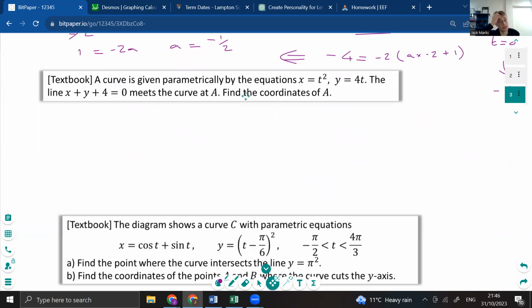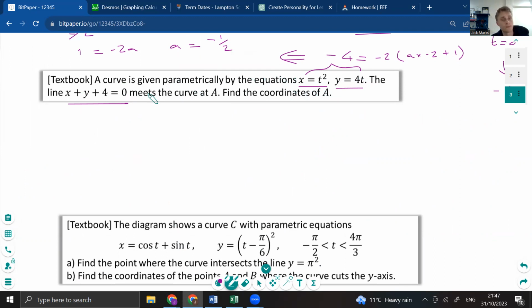This one here is a little bit different. So this kind of catches people out. So x equals t squared, y equals 4t. All of this together just describes one curve. Okay. And there's this line here. And this situation meets this situation here. So when does it meet?